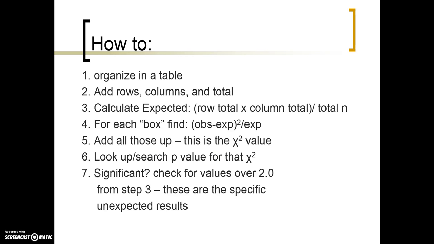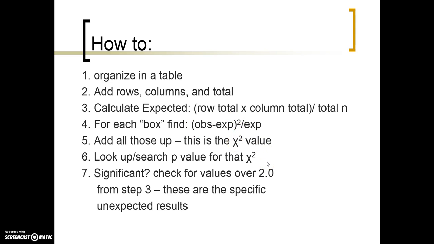So I said there's a lot of steps. First thing we're going to do is organize it into a table. Then we're going to add up all of the rows, add up the columns. So we'll have a total for each row, a total for each column, and then a total. We're going to calculate our expected values, which is the row total times the column total divided by the total. I know. For each box or cell, we're going to find the observed minus expected squared divided by expected. And we're going to add all these up, and that's our chi-squared.